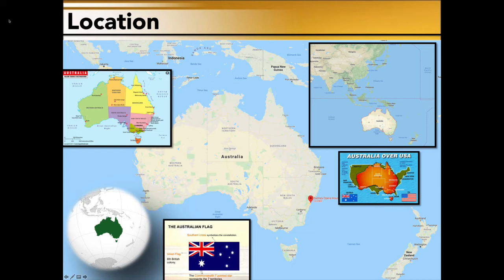You may be wondering why the flag looks British. The Union Jack in the upper left corner is the flag of Great Britain and an obvious symbol of Australia's connection to Great Britain after they discovered it in 1770.